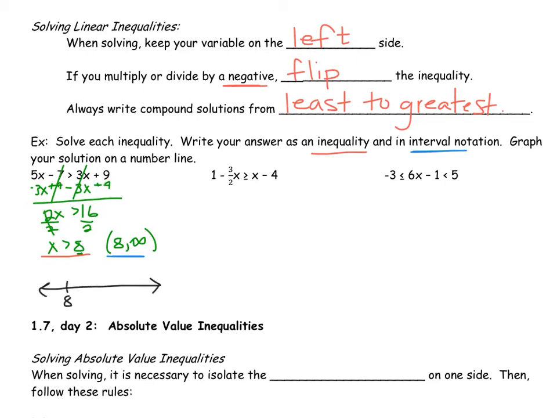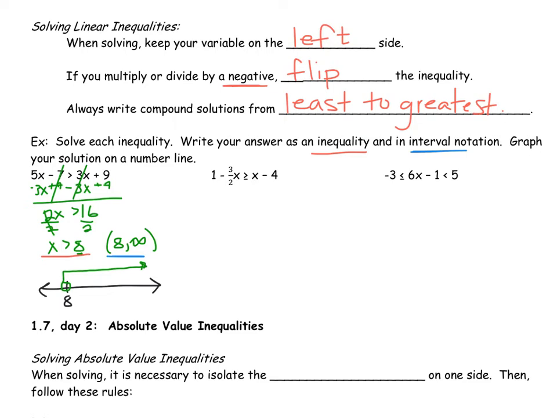On your number line, 8 is our boundary number, and it's an open dot because it's just greater than. And notice the direction of your inequality, it goes to the right. Your arrow will also go to the right. And there you go.